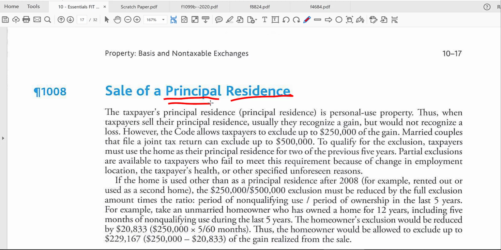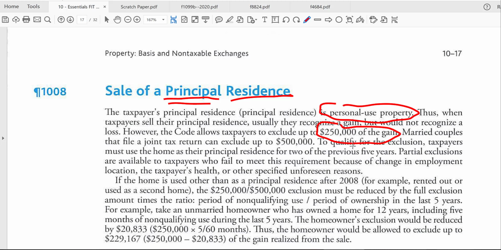And you go through the gain and loss formula, and for unmarried taxpayers, up to $250,000 of the gain is not tax deferred, it's tax free. Now keep in mind, because this is not business property, your home, personal use property, if you have a loss, the loss is not recognized, it's not deductible. Here we're only talking about gains.